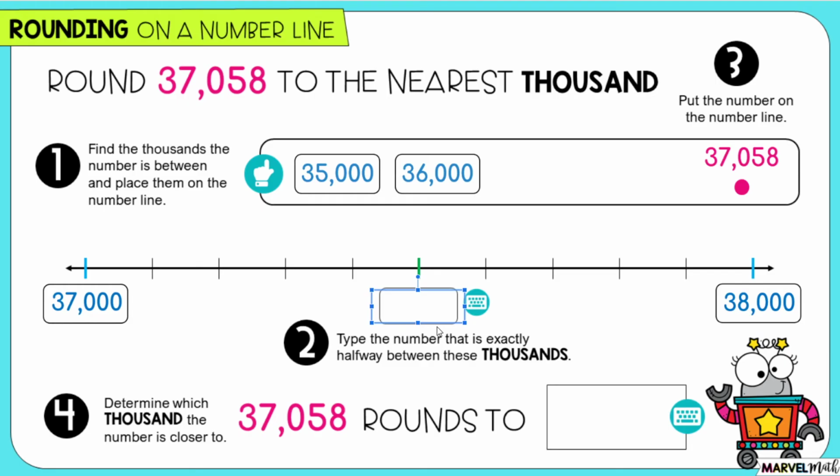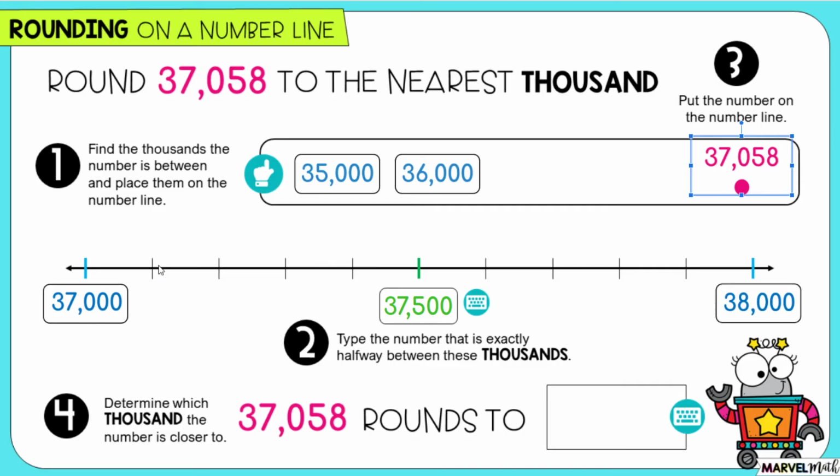What's halfway in between those two? It's going to end in 500. That'll be a pattern that you see when you're doing these slides. It's 37,500. Now let's think about where this number would go.